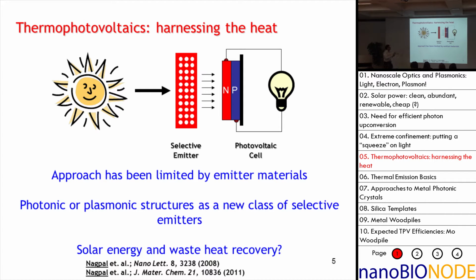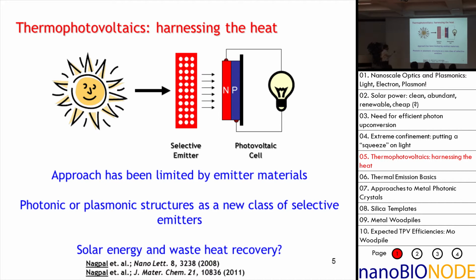It's fairly easy to absorb all of this energy and even store it as heat, as recently has been shown in some of the solar thermal emitters. The idea is, can we use some kind of a photonic or plasmonic structure as this new class of selective emitters that can allow this efficient thermophotovoltaic emission, besides some of the photon upconversion applications that I'll talk about.